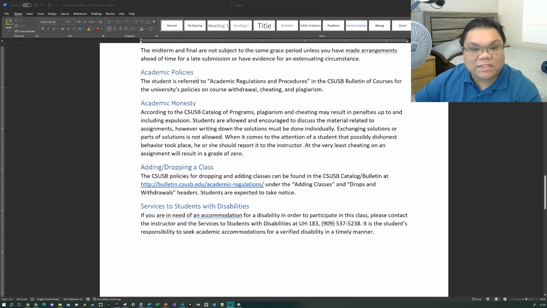Academic policies: you refer to academic regulations and procedures in the CSE-USB bulletin for courses. Academic honesty: don't cheat, and don't use ChatGPT to do all the work for you. You could ask ChatGPT for help regarding debugging, but don't use ChatGPT to cheat.